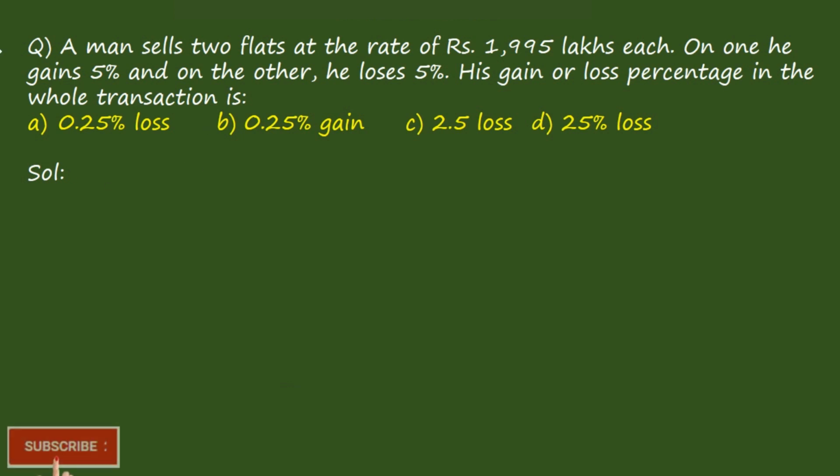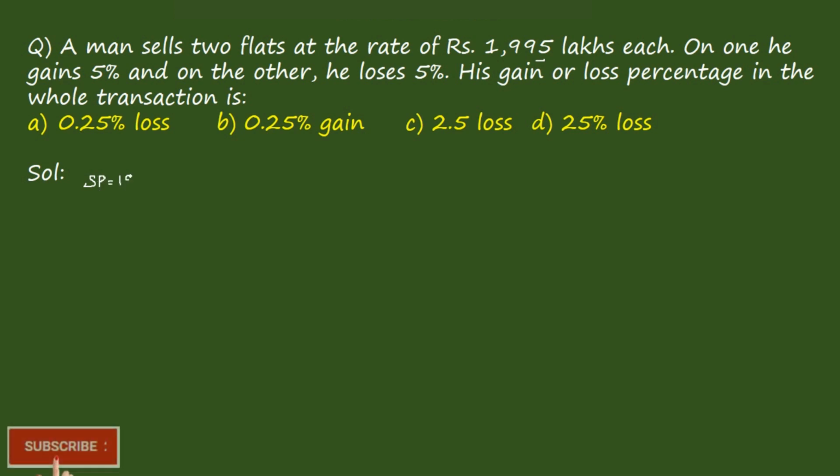The first question: a man sells two flats at the rate of rupees 1995 lakhs each. On one, he gains 5% and on the other, he loses 5%. His gain or loss percentage in the whole transaction is? Now, first we understand the question. They're saying that the man sells two flats at the rate of 1995 each. So they have given the selling price.